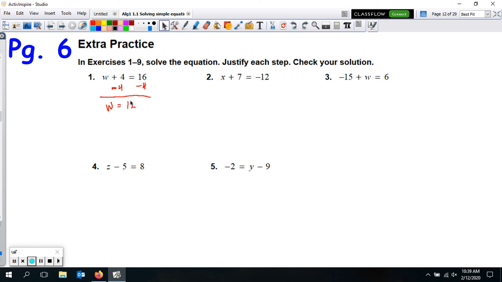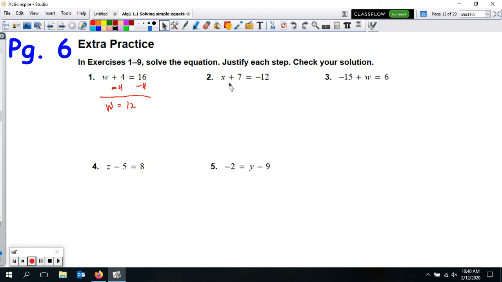And you might have already known it was 12. You could have thought, well, I know 12 plus 4 is 16, so yeah, W has to equal 12. That's fine, but I want you to get used to undoing operations from your letters, because as the equations get bigger and bigger, we need to remember how to do each step properly. So on number 2, if you want to go ahead and keep working ahead, you can, but do it the right way here.